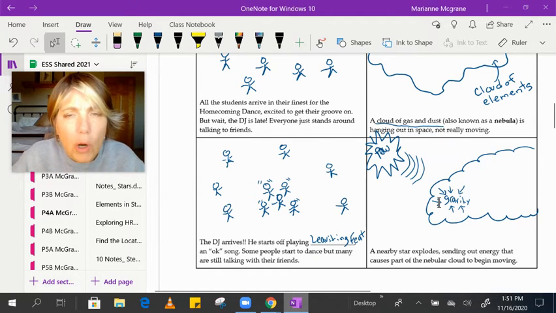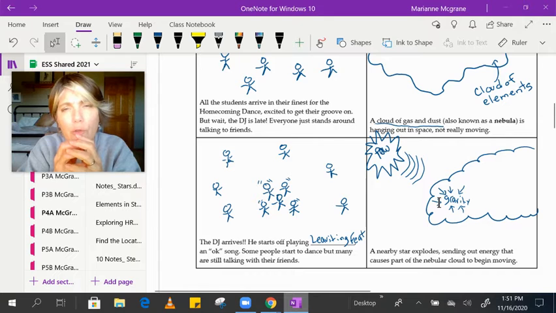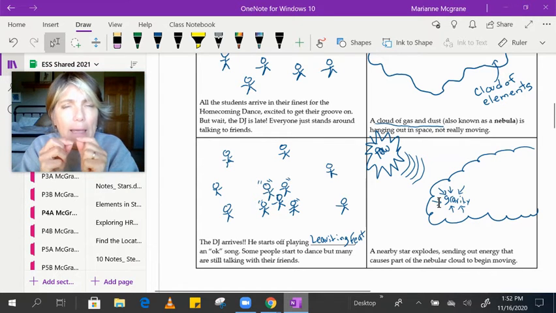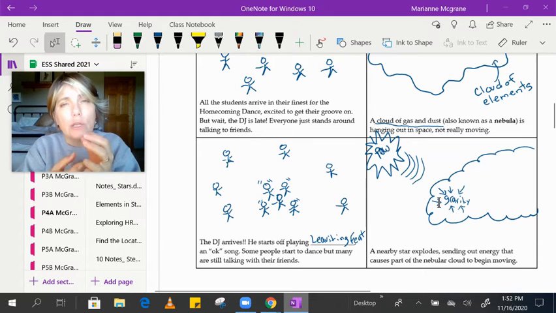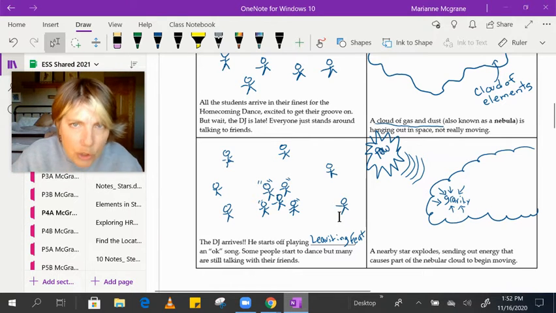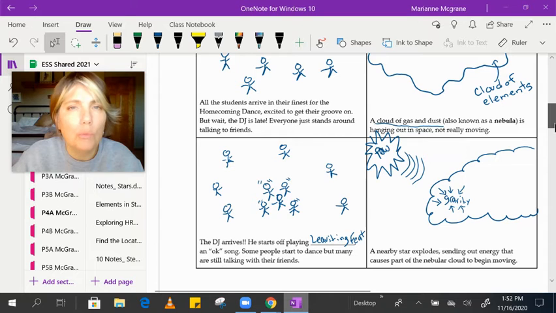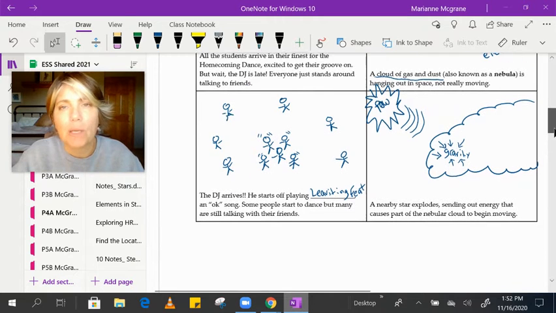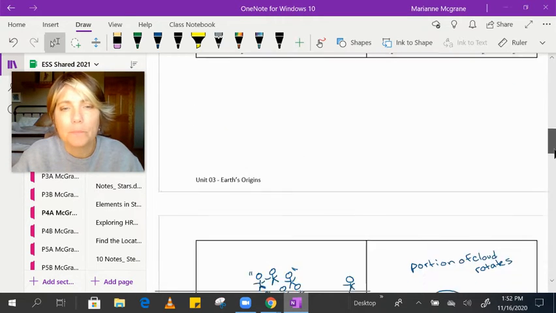And then one particle would be drawn closer to another particle. And since they're made of mass, they have a certain amount of gravity. Then they start to accumulate more mass, which makes more gravity, and they accumulate more mass. And so then you start to get this buildup of elements clumping together within the cloud. That again is what gets the process started, like our DJ gets the dance started. Okay, so pause again when you need.